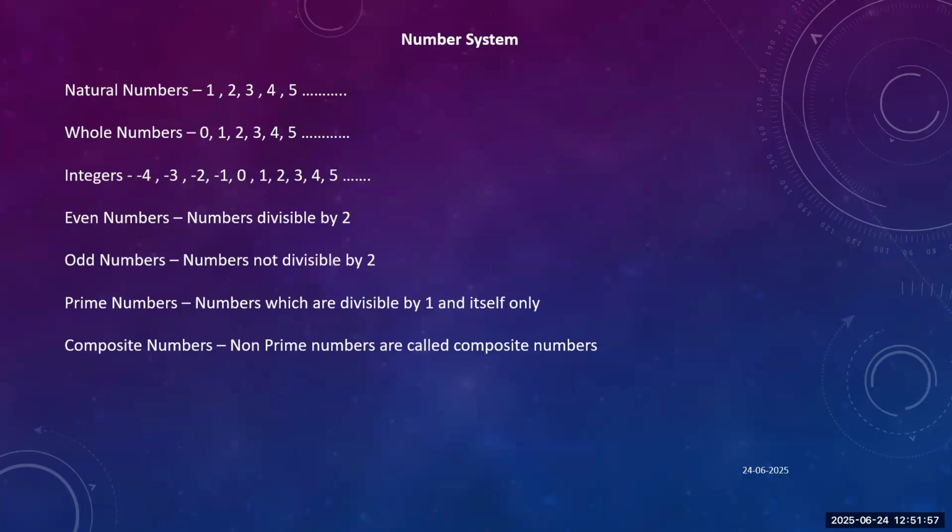Composite numbers: numbers which are not prime are called composite. Simple. Which means it is divisible by some other numbers. For example, if you look at 4, you can divide it by 2. 8, you can divide by 2 and 4. 12. 9 you can divide by 3. So all these numbers are called composite numbers.